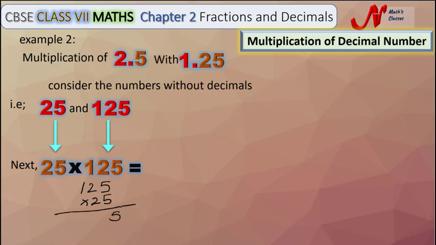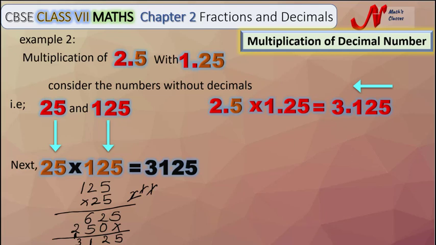5 2s are 10, 10 plus 2, 12. Carry 1, 5 1s are 5, 5 plus 1, 6. Next, 2 5s are 10, 2 2s are 4 plus 1, 5, 2 1s are 2. So by adding we get 5, 2 plus 0, 2, 5 plus 6, 11. Carry 1, 2 plus 1, 3. So we get the product 3125.